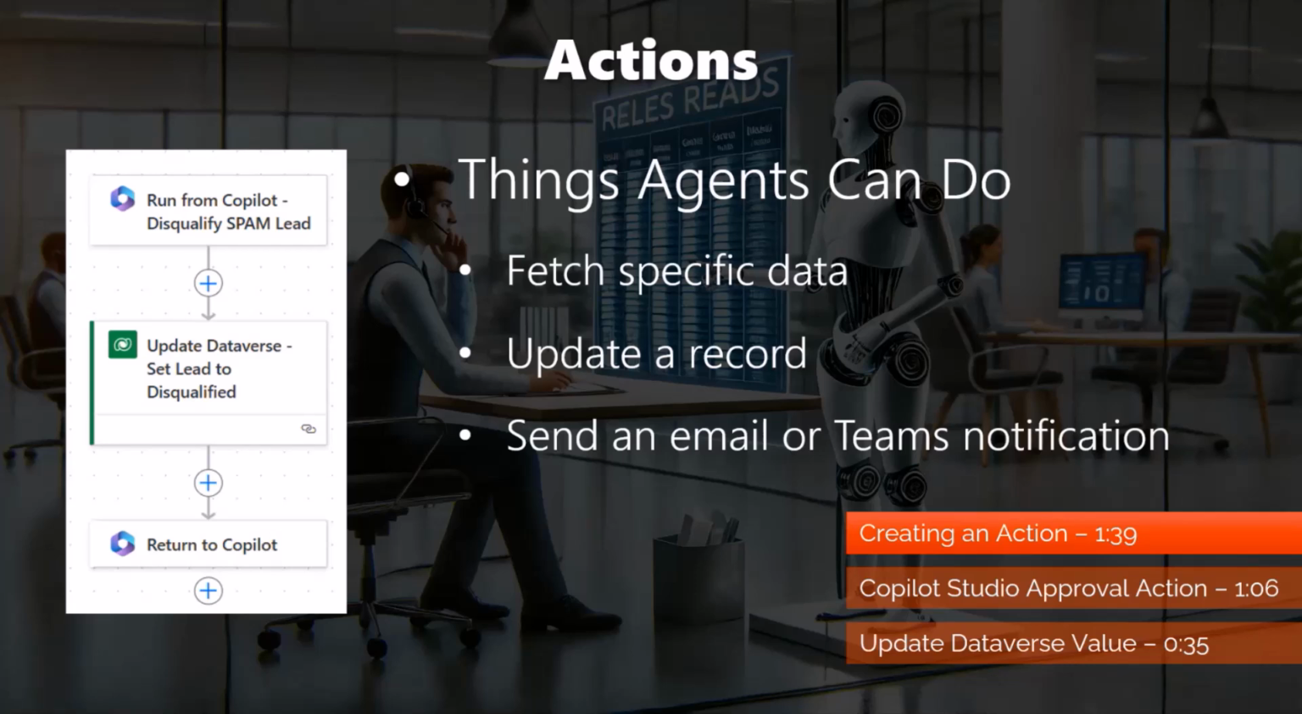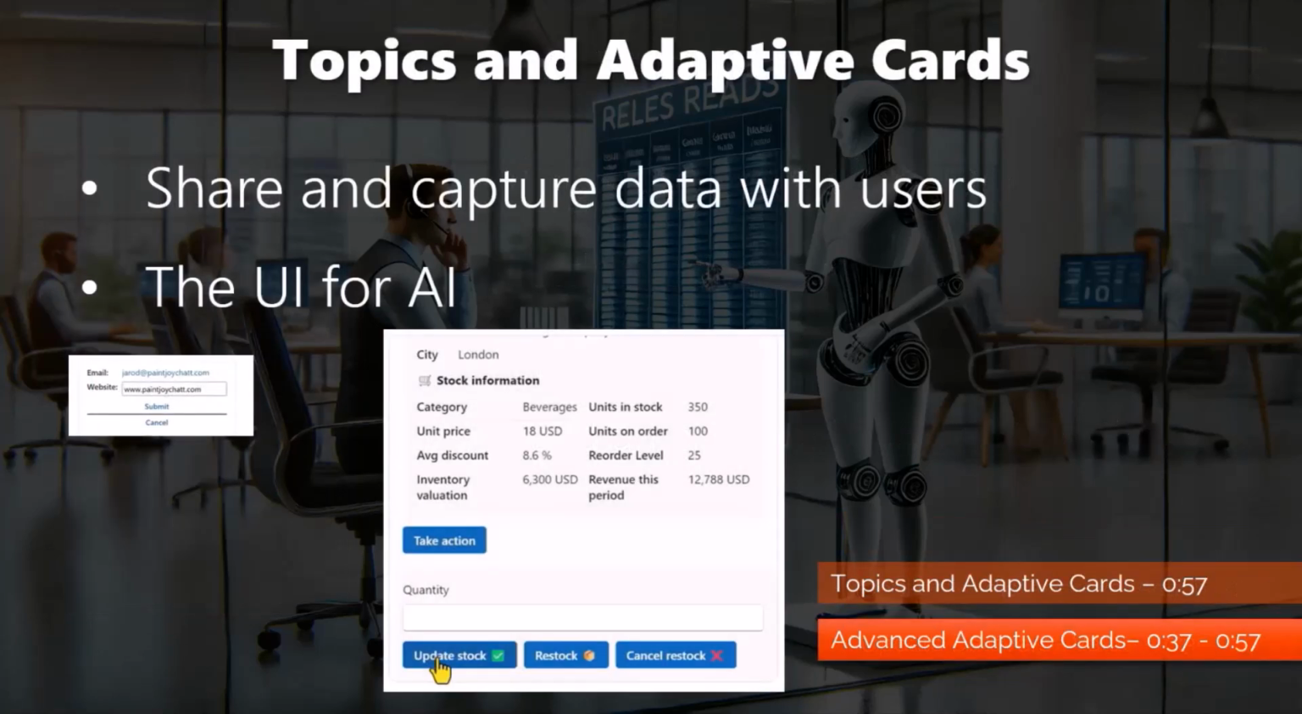Okay, the next thing I want to talk about is topics, and really, I'm not going to talk too much about topics. I want to talk more about adaptive cards. So you might have heard Satya talking about Copilot is the UI for AI, right? So Copilot is Microsoft's way of saying, this is a new user interface. This is the front end for all of these AI capabilities we have.